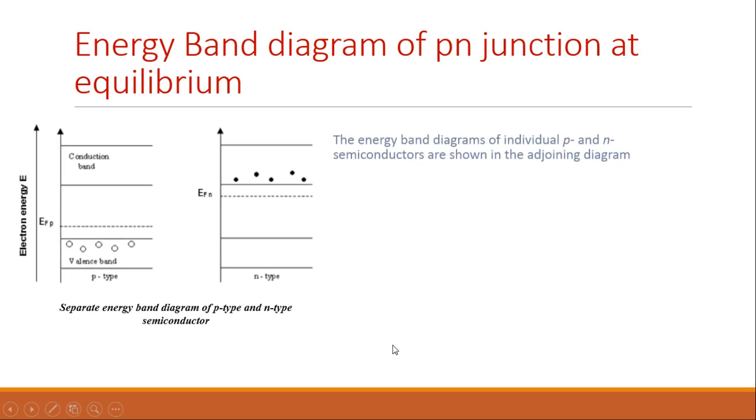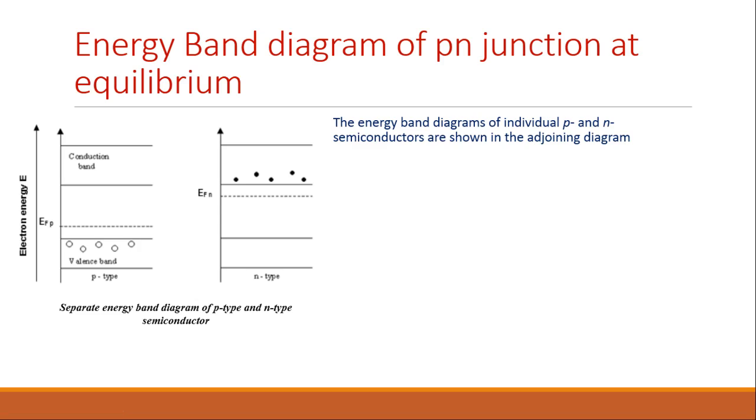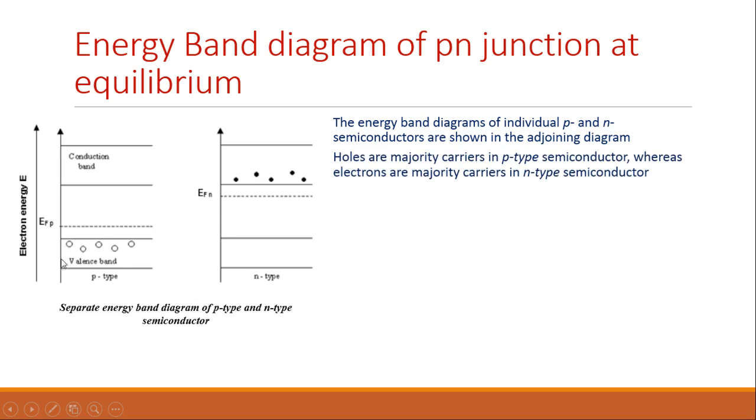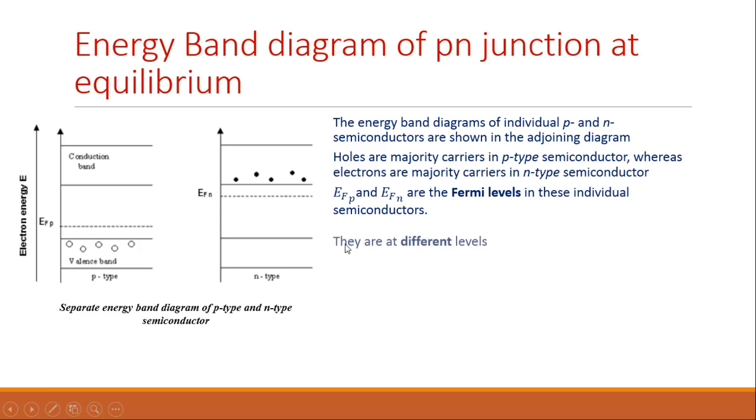Observe here we can see the energy band diagrams of individual p and n type semiconductors. You can see there are large number of holes, majority charge carriers in the p region or p type semiconductor, and the electrons are majority charge carriers in n type semiconductor. EFN and EFP: EFN is the Fermi energy level in the n type semiconductor, EFP is the Fermi energy level in p-type semiconductor. These are shown individually at present. These are the Fermi levels in the individual semiconductors, and as you can see from the diagram, they are at different energy levels.